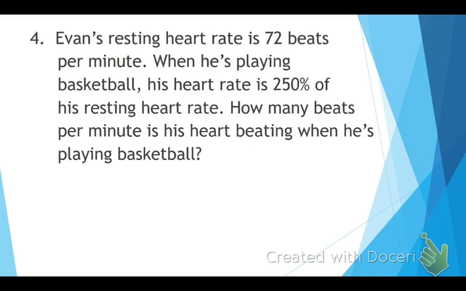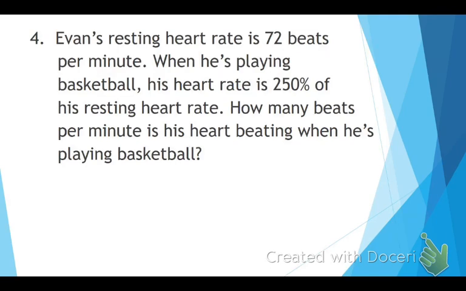Okay, I want you to write down this story problem for me. Evan's resting heart rate is 72 beats per minute. When he's playing basketball, his heart rate is 250% of his resting heart rate. How many beats per minute is his heart beating when he's playing basketball?